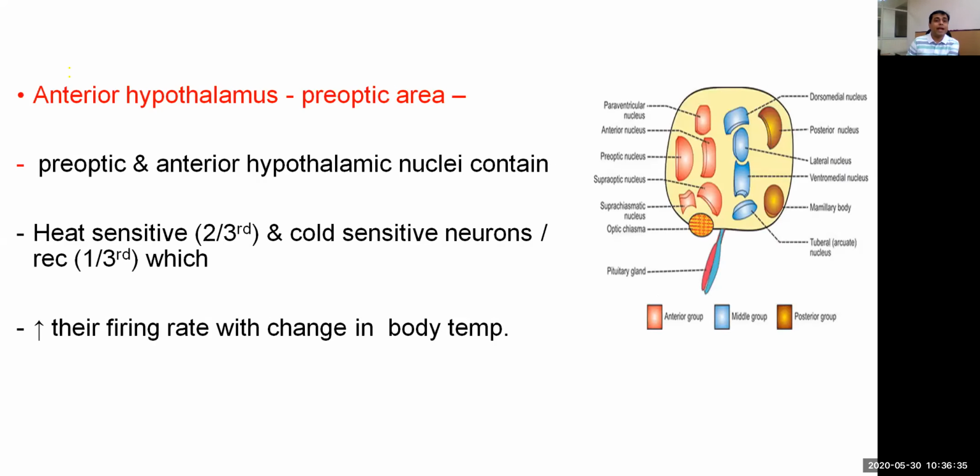Let us see. The anterior hypothalamus, especially the preoptic area, this particular preoptic nucleus. Preoptic and anterior hypothalamic nuclei. This is the preoptic nucleus and this is the anterior hypothalamus. It contains heat sensitive neurons or receptors as well as cold sensitive neurons or receptors, of which the heat sensitive receptors are predominant over the cold sensitive. That means these heat sensitive and cold sensitive receptors increase their firing rate with change or alteration in the body temperature.